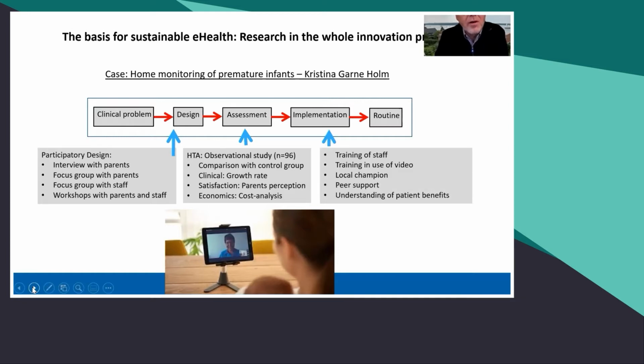So the clinical department said, well, we need to give all of the premature infants this service. So they trained the staff and gave them peer support and gave them a good understanding of the benefits for the babies and the families. And then this was actually helping now all of the premature infants in the hospital and really making lots of space for other children in the beds in the hospital. Okay, next slide.